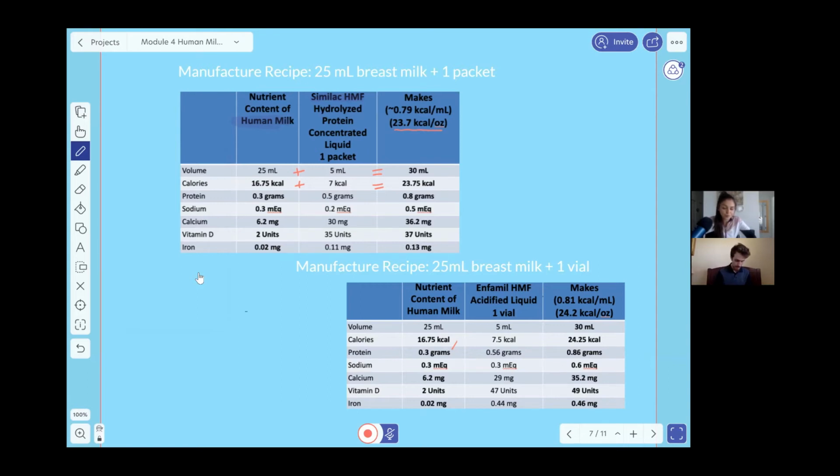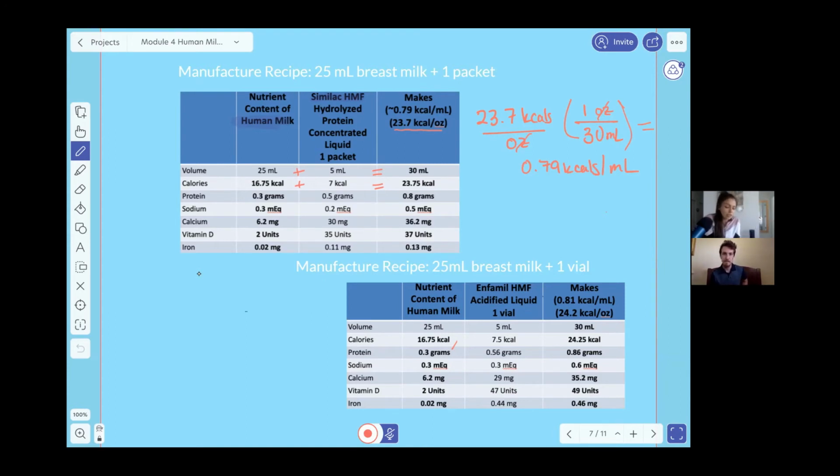So all we did was we took the 23.7 kcals in each ounce of formula, and we multiplied that by the conversion factor of 1/30, because there are 30 milliliters in 1 ounce. And this would let us cancel out the ounces and divide the 23.7 by 30, which would give us the 0.79 kcals per milliliter. So that's exactly where they got that from. That's what our chart is saying.